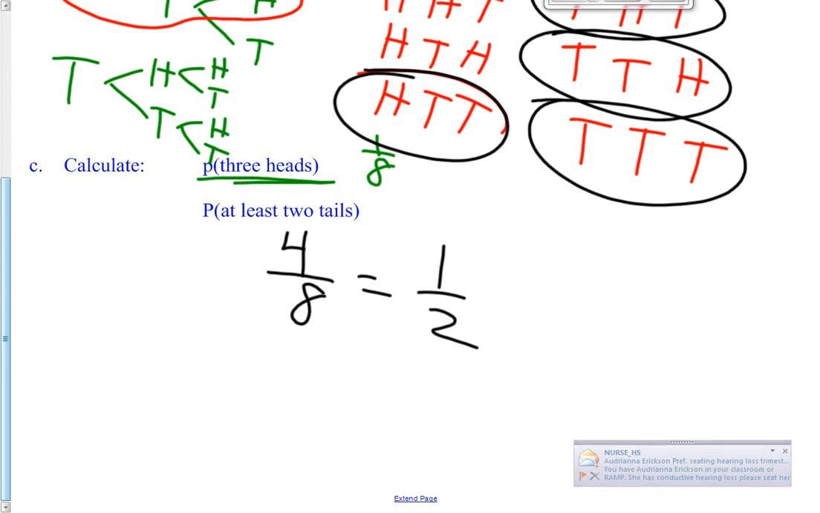So that's how you draw a tree diagram and list its sample space and then answer some basic probability questions. We'll do some more work on this when you get to class tomorrow.